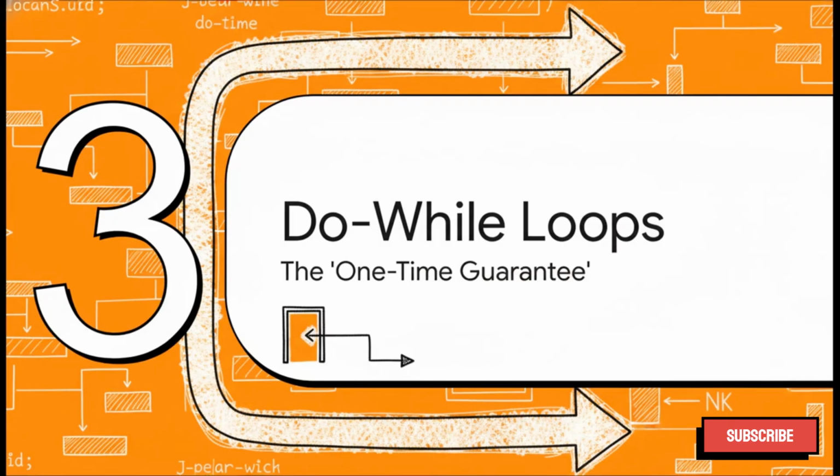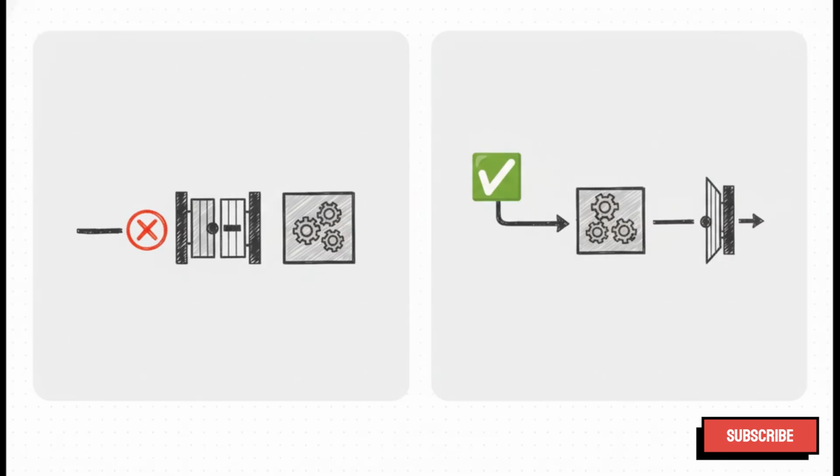Next up is a pretty special variation of the while loop. It's called the do-while loop. It looks really similar, but there's one key difference in its structure that changes literally everything about how it behaves. See, a standard while loop checks the condition before it runs the code, which means it might not run at all. A do-while loop, on the other hand, runs the code first and then checks the condition at the very end.